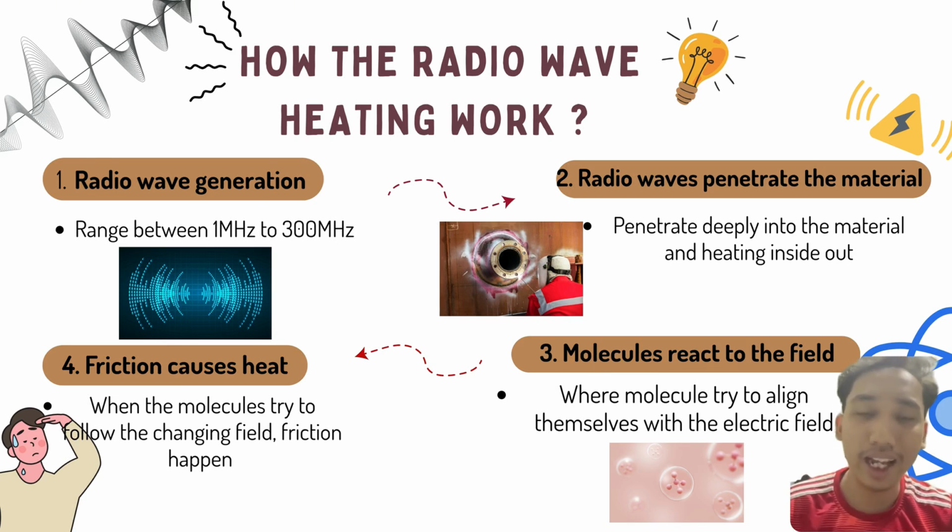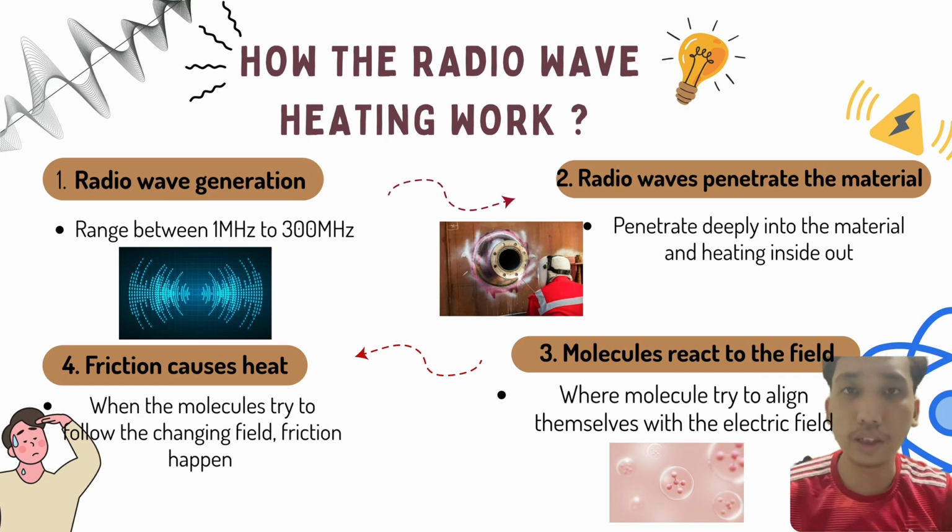So, how does the energy turn into heat? Well, most dielectric materials like water, food or plastic contain polar molecules. These have a positive and a negative side. When the RF electric field rapidly switches direction, millions of times per second, these molecules try to rotate and keep up. This constant back and forth motion is called dielectric heating.